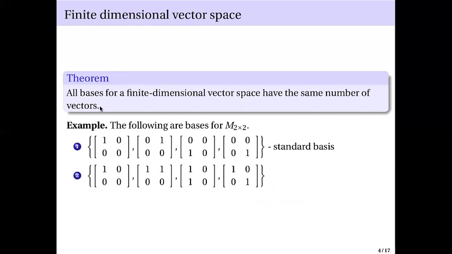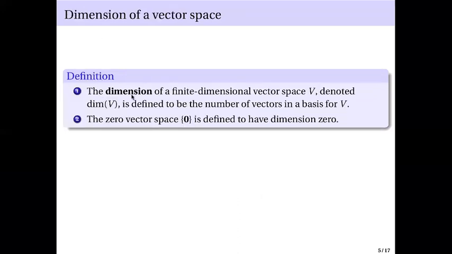Now, since the number of elements in a basis of a vector space are all the same, we must give a name for that. So here we define the dimension of a finite dimensional vector space. The dimension is just the number of vectors in a basis for V. If you take any basis, the number of elements in that will be the same as the number of elements of another basis, meaning it remains constant. So we call it the dimension. Now, the zero vector space is defined to have dimension 0.